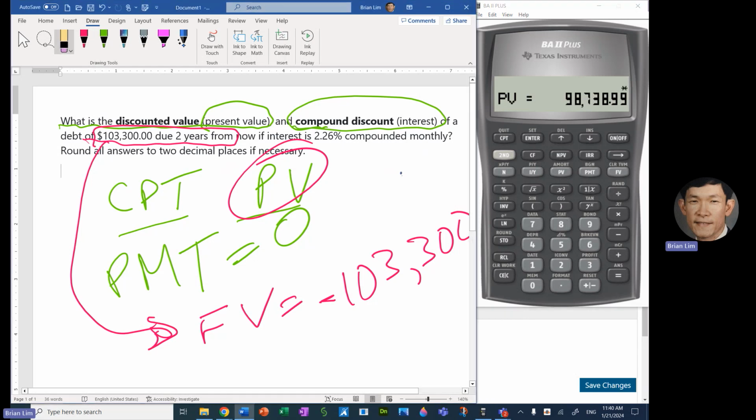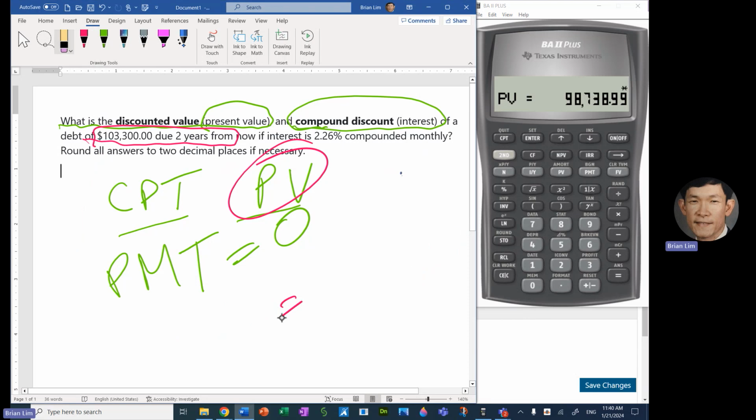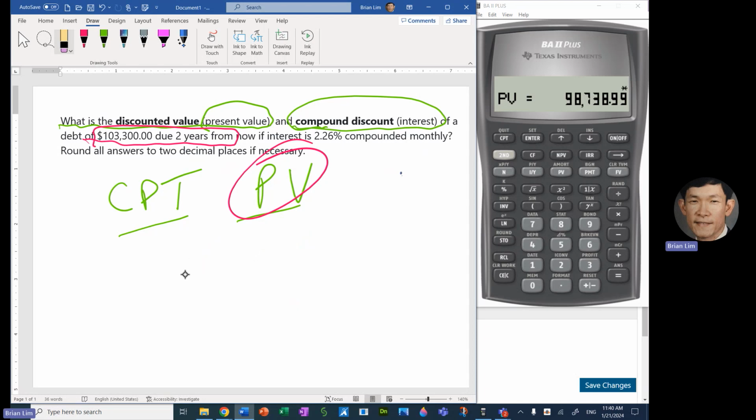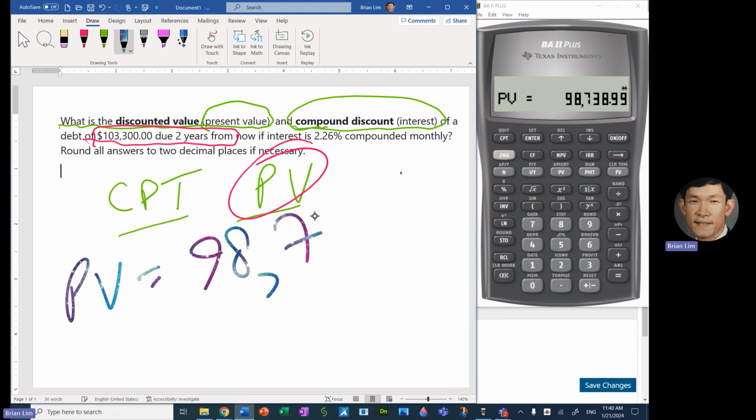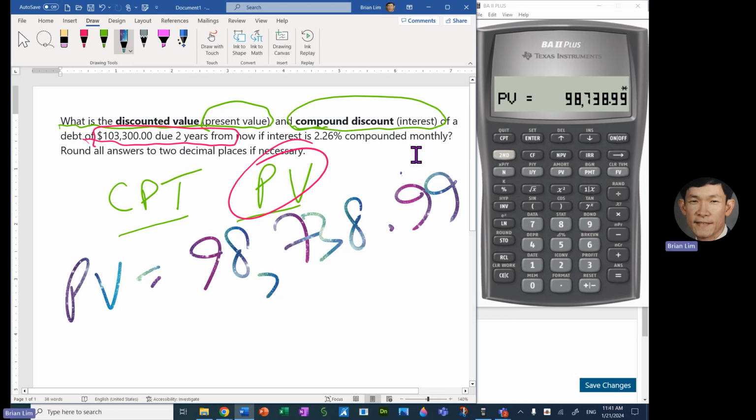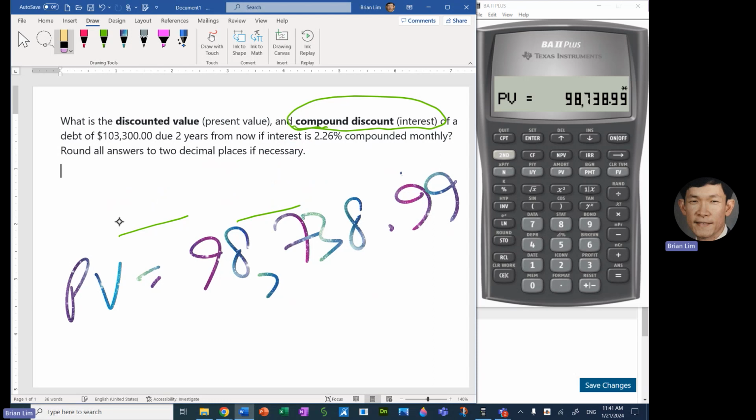So let us get rid of all of this right here. We compute the present value, and that turns out to be $98,738.99. Okay, so that is the answer for the present value. Now, what is the interest or the compound discount? So let's clear out all what is not required anymore.